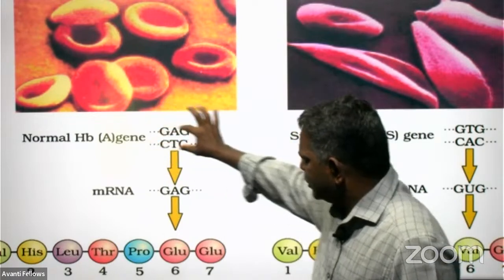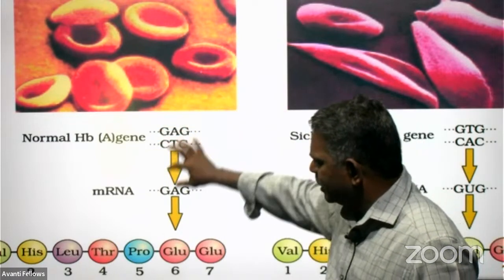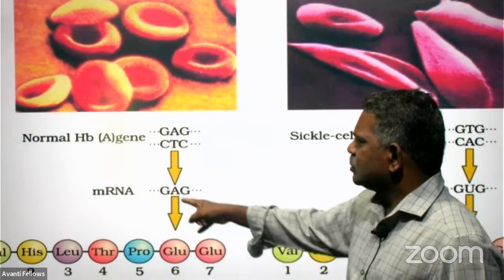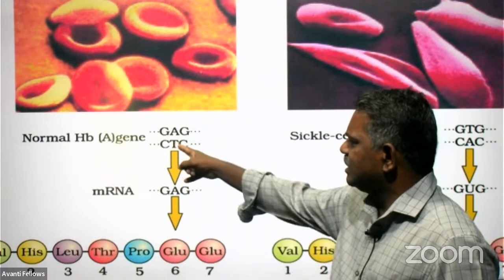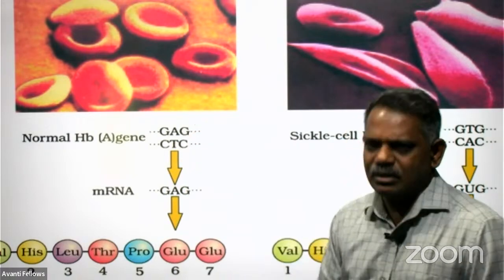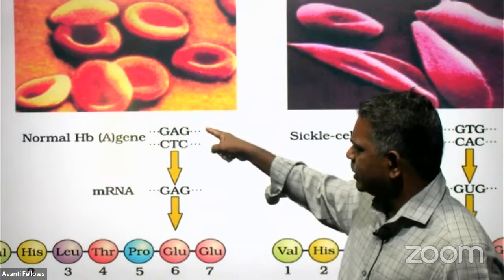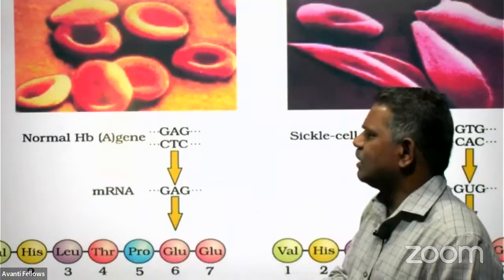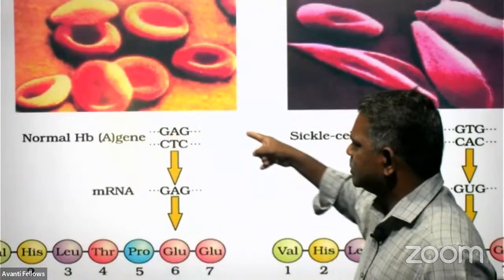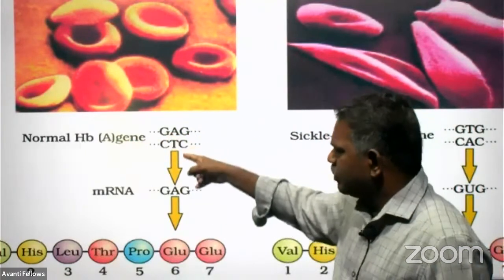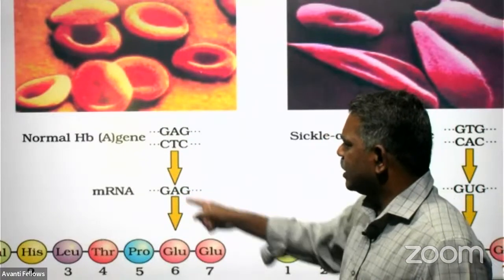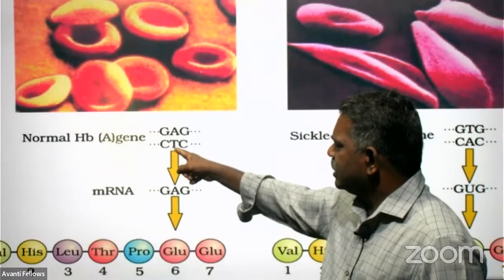And this GAG CTC, the two strands of DNA, produce an mRNA. If it is GAG, then CTC acts as the template, and this one is the coding strand. This is the template strand, the 3' strand, and this one is the 5' strand. And it produces an mRNA, just to copy the template.